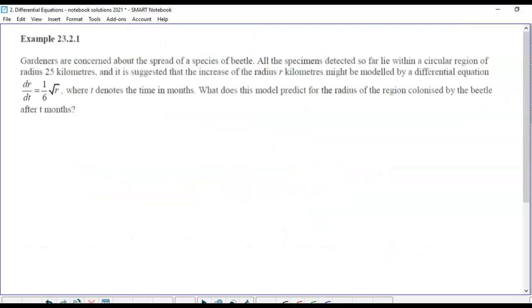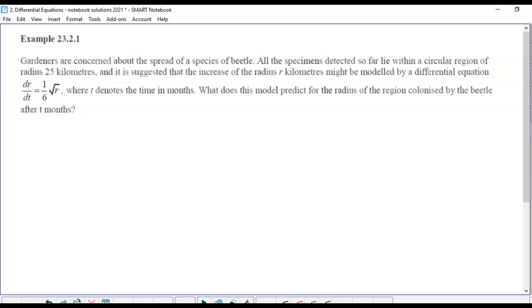So let's look at the first example here. Gardeners are concerned about the spread of a species of beetle. All the specimens detected so far lie within a circular region of radius 25 kilometers. So right now, they lie within that region. And it's suggested that the increase of the radius, r kilometers, might be modeled by a differential equation, dr/dt equals something in terms of r. t denotes time in months. What does this model predict for the radius of the region colonized by the beetle after t months? So in general, after t months.